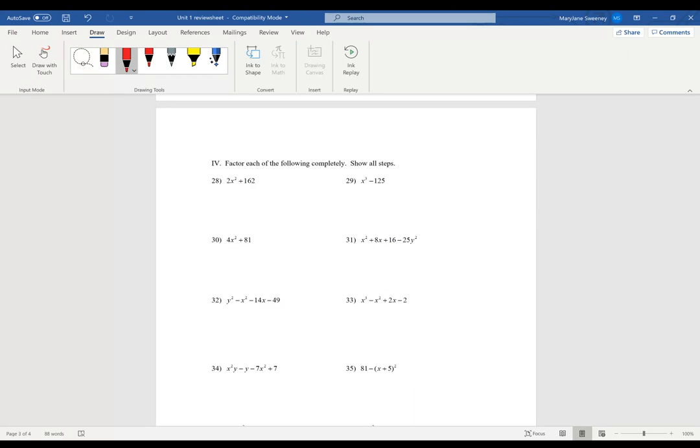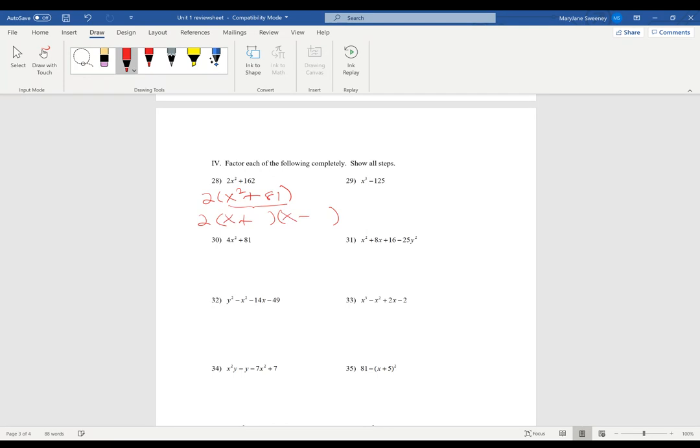And finally, we have our last page with the factoring. 28 has a GCF, so you pull out a 2, get x squared plus 81. That is then a sum of two perfect squares. So sum of two perfect squares, we factor just like a difference of two perfect squares, and that we put plus, minus. Square root of x squared is x.